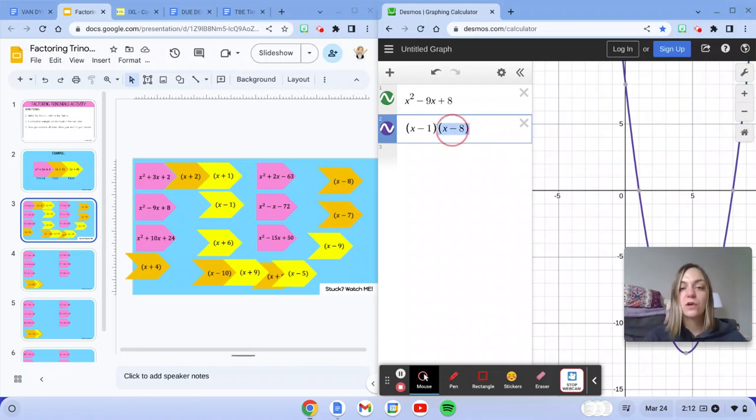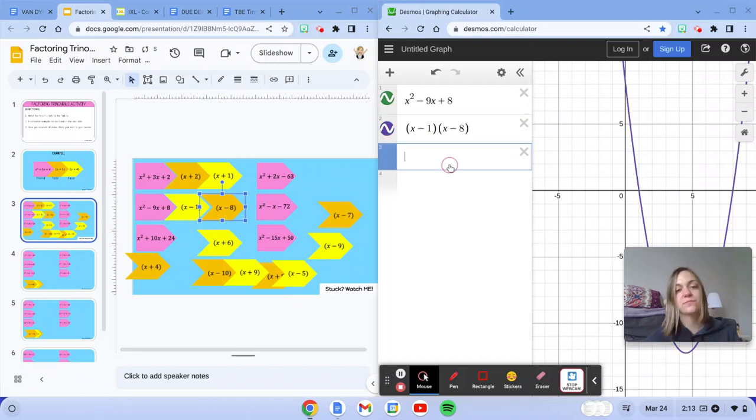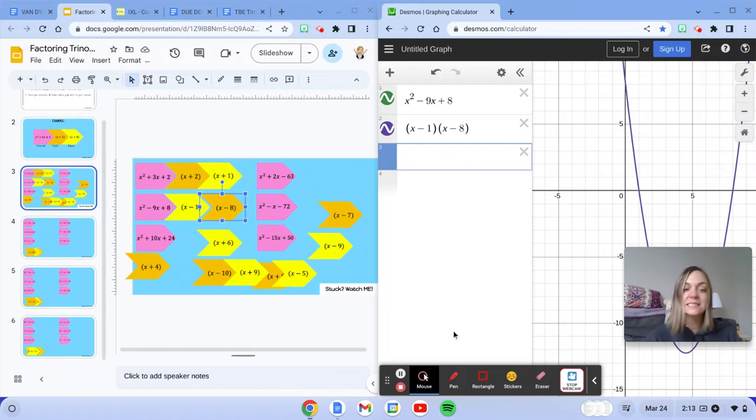So now I'm looking for an orange and a yellow to match this pink one. Luckily for me, I've got this x minus 1, and now I need x minus 8, which I find up here. And you are good to go. So you'll do this for the rest of the pink cards, for the rest of the slides, and turn it into Echo when you are done.